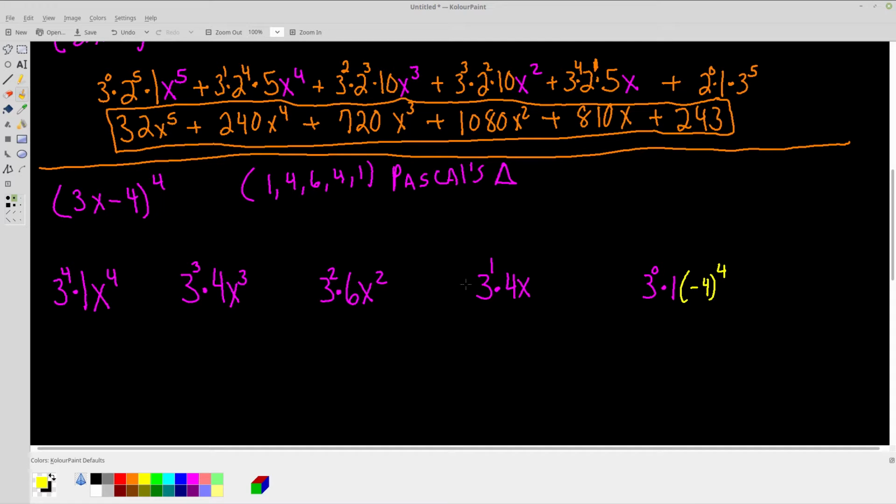Now over here, we're going to have the same thing. We're going to have a negative 4 that's going to be raised to the 3rd. Okay, over here, we're going to have a negative 4 being raised to the 2nd. We're going to have a negative 4 on this one being raised to the 1st. And over here, we're going to have a negative 4. Notice I'm putting it in parentheses. We're going to have a negative 4 raised to the 0 power.